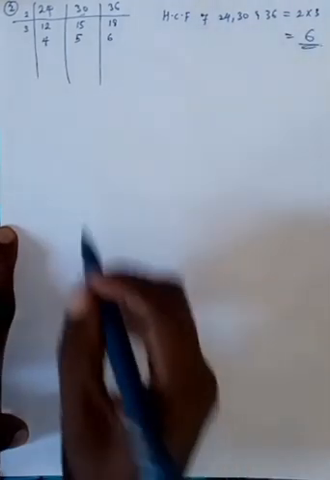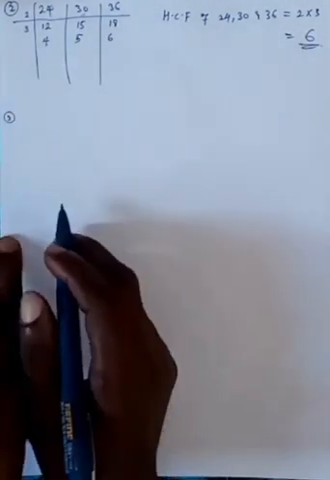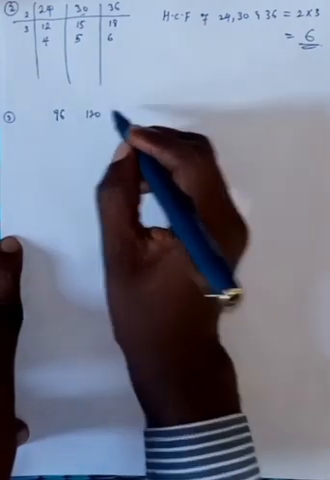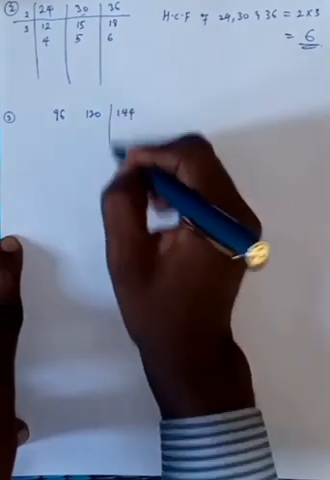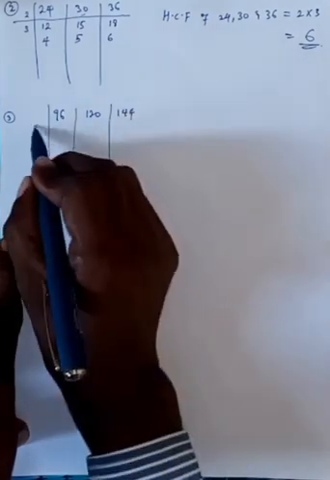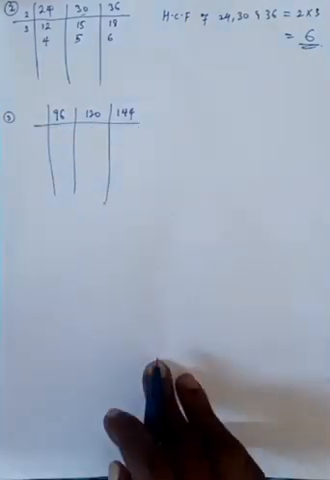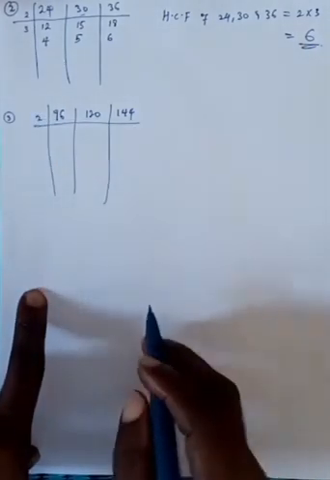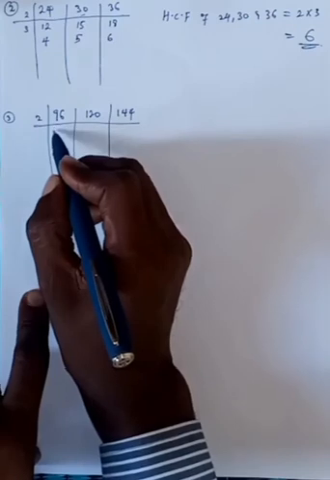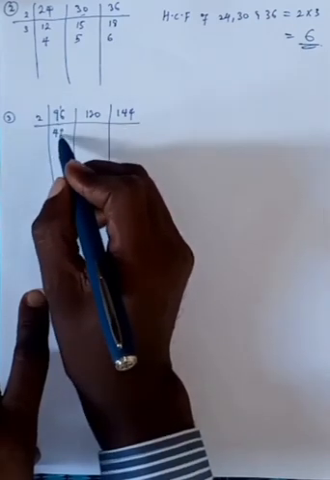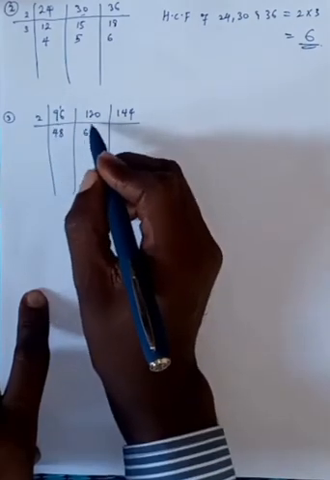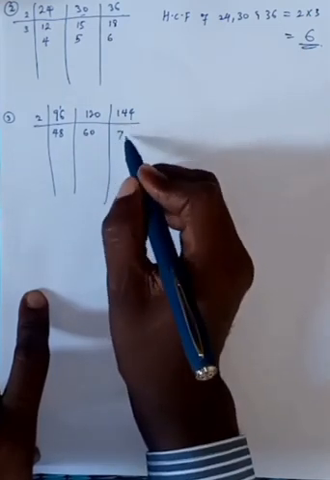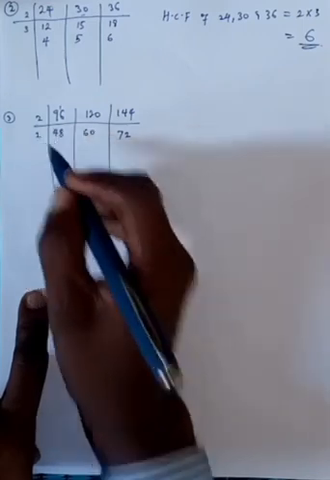So the result there is what? 6. In number 3, what I have is 96, 120 and 144. So the aim of what? Reducing everything here to 1 as well. So we know 2 is common to everything. 2 in 96 here is 48, 2 in 120 here is 60, 2 in 144 here is 72. 2 can go as well.